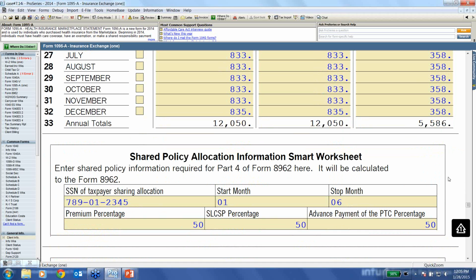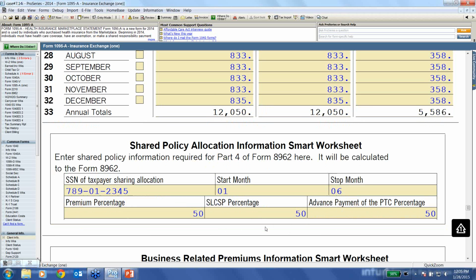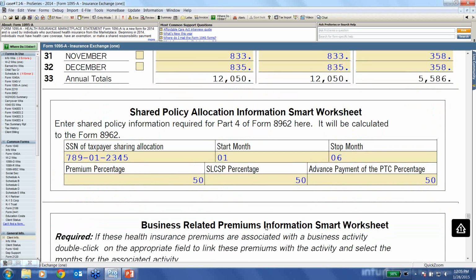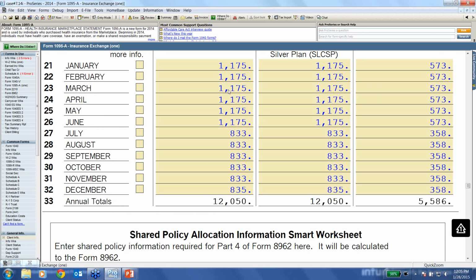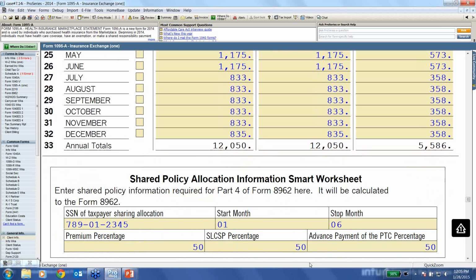Then we need to make some additional entries. Shared policy allocation information smart worksheet. We have to indicate the former spouse's SSN, the beginning month and the ending month, and then 50%, which was the agreed upon percentage here. Because they're getting gross amounts on the 1095-A, and we need to split those.